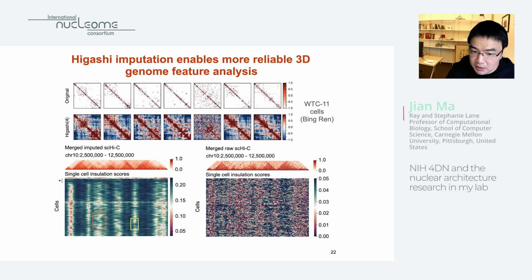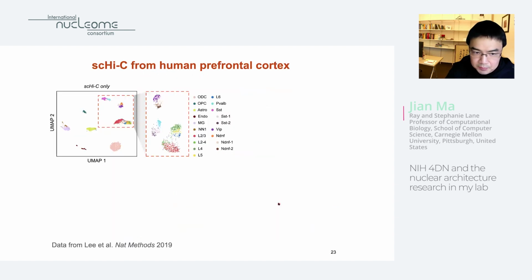But if you don't do the imputation, and you just infer the insulation score from the original sparse contact map, you can see that the signals are very, very noisy, so it's very difficult to derive useful information.